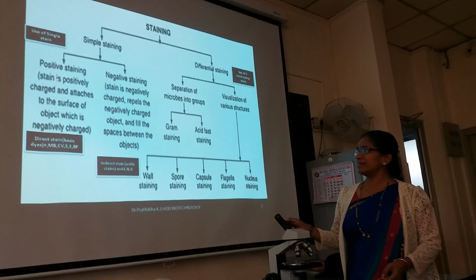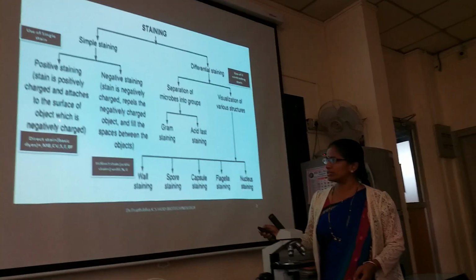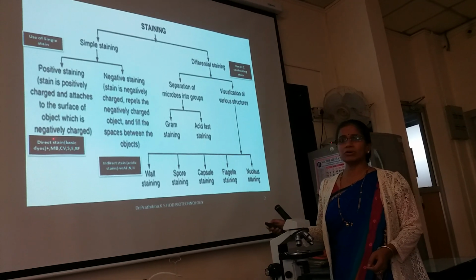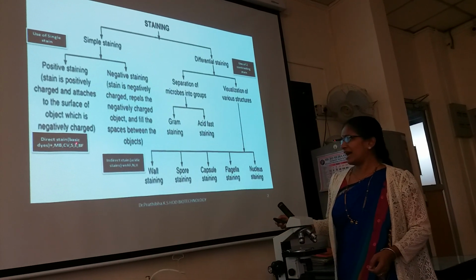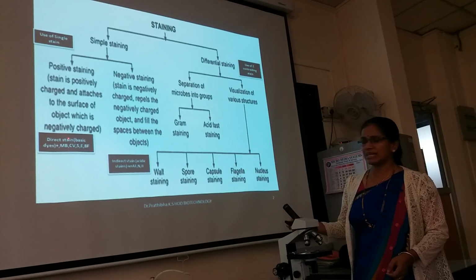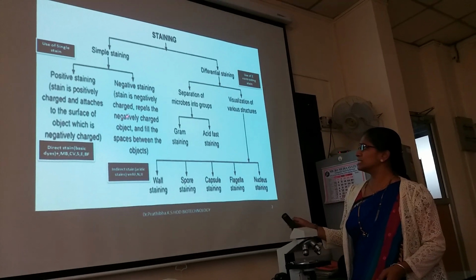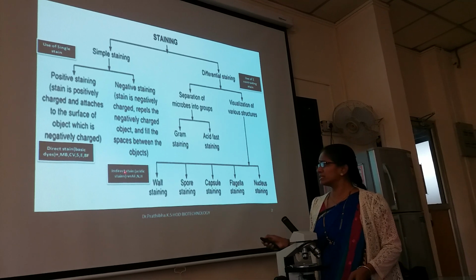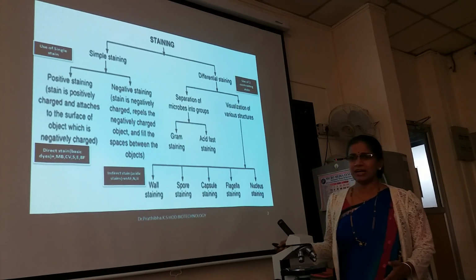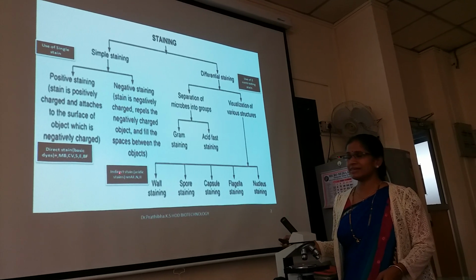In positive staining, the stain is positively charged and attaches to the surface of the object, which is negatively charged. This positive staining is also known as direct stain, and here we use basic dyes like methylene blue, crystal violet, safranin, eosin, and basic fuchsin. For negative staining we use Indian ink, acid fuchsin, and nigrosin. This negative staining is also known as indirect stain.